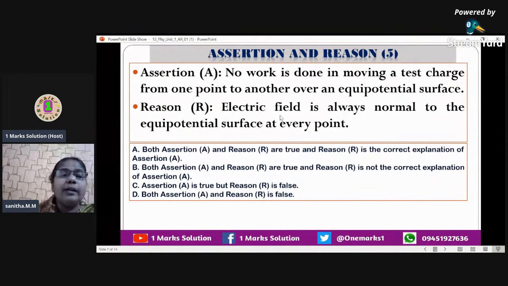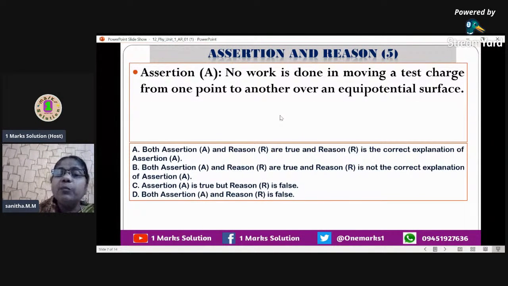What is the next one? No work is needed in moving a test charge from one point to another over an equipotential surface. What do you mean by equipotential surface? Potential is equal. So the surfaces having equal potential, we call them equipotential surfaces. So if you want to bring a charge from one point to another, W is equal to delta V into Q. What is delta V? The change in potential, that is equal to zero. So work done also will be equal to zero.